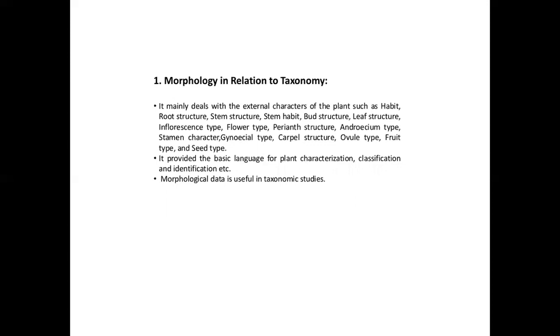First, morphology in relation to taxonomy. It mainly deals with the external characters of the plant, such as habit, root structure, stem habit, bud structure, leaf structure, inflorescence type, flower type, perianth structure, androecium type, stamen characters, gynoecial type, carpel structure, ovule type, fruit type, and seed type. It provides the basic language for plant characterization, classification, and identification. Morphological data is useful in taxonomic studies.